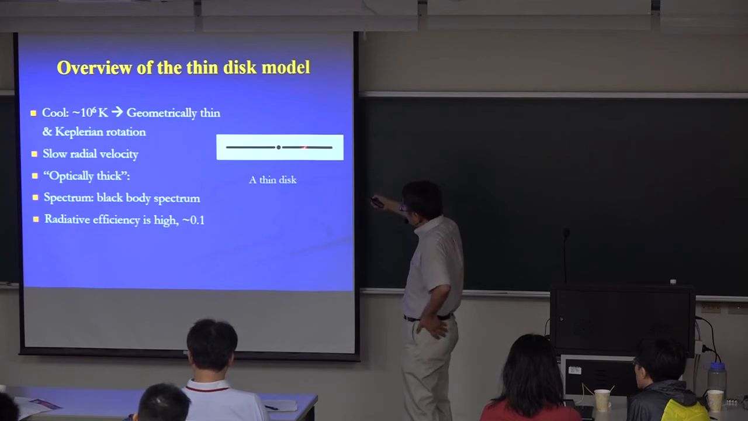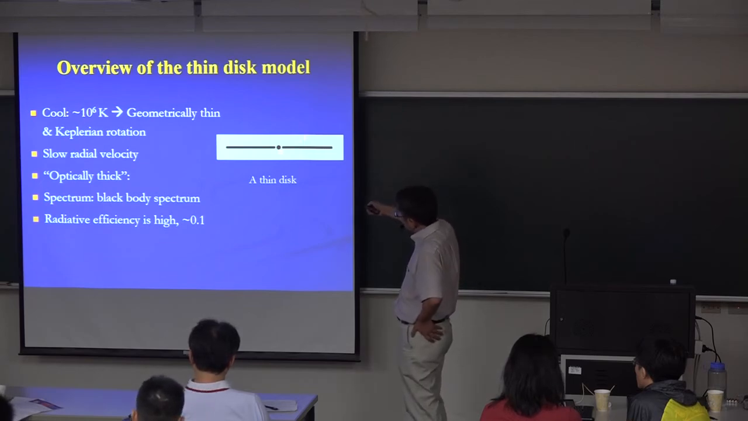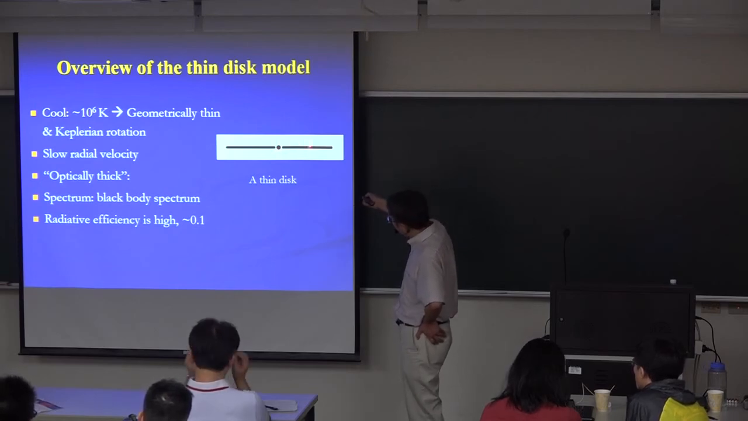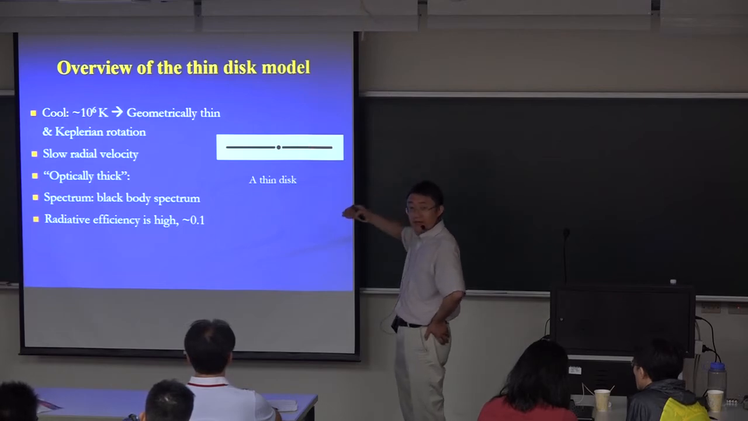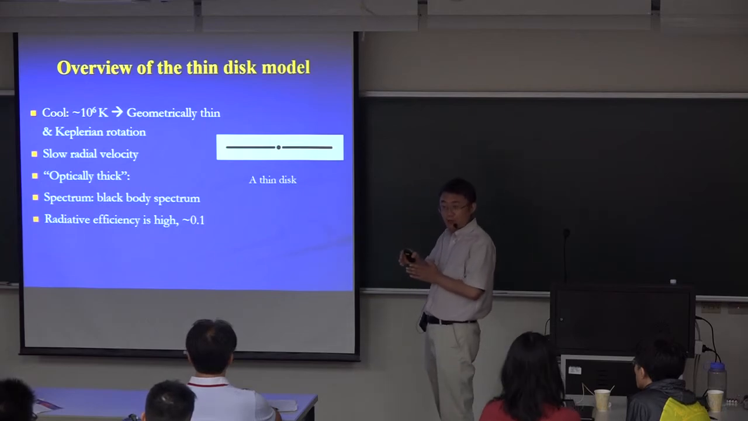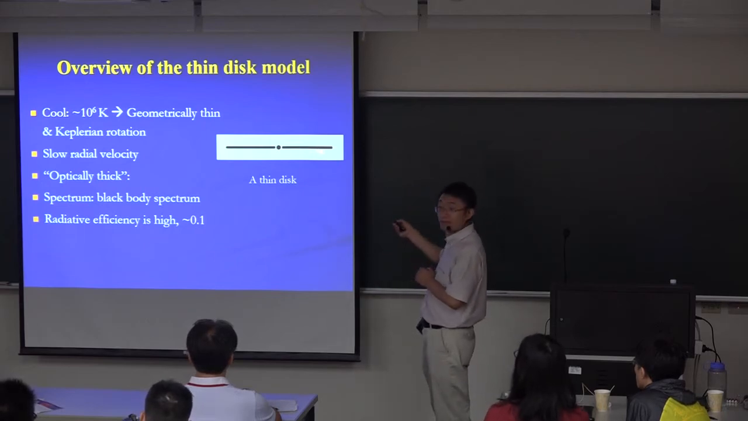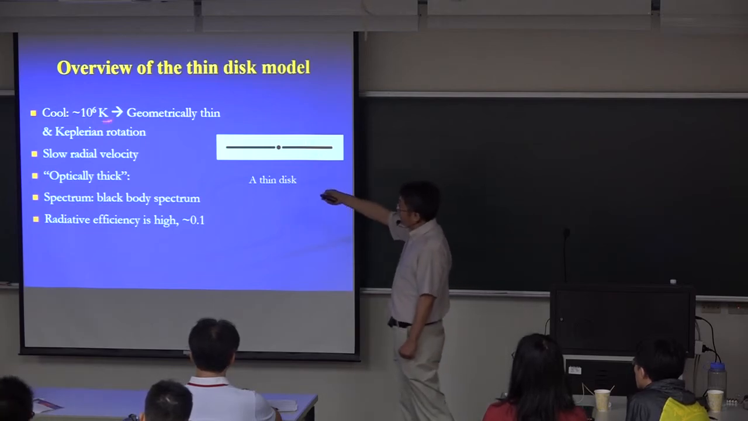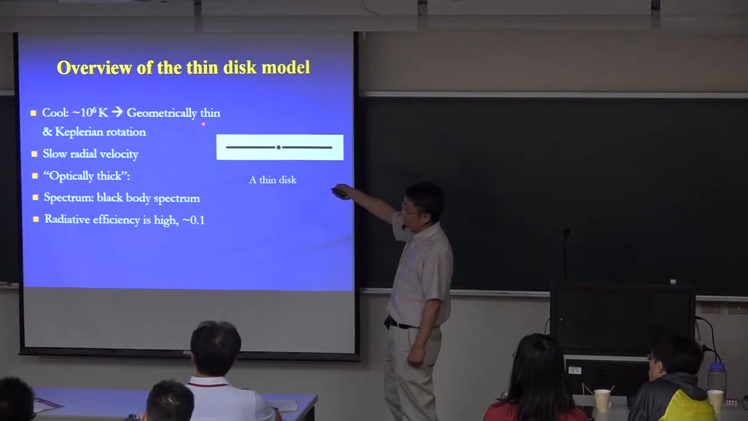Another force is the vertical component of the gravitational force by the central black hole. Because the central black hole must have a force on this gas, and this gravitational force must have a vertical component, which is downward. The gradient of gas pressure is upward. So the balance of these two forces will determine how thick the accretion disk will be. This is why when the temperature is low, we will have a geometrically thin disk.